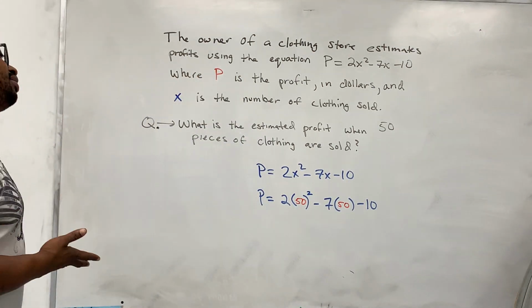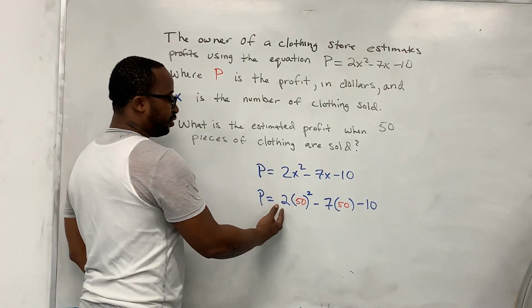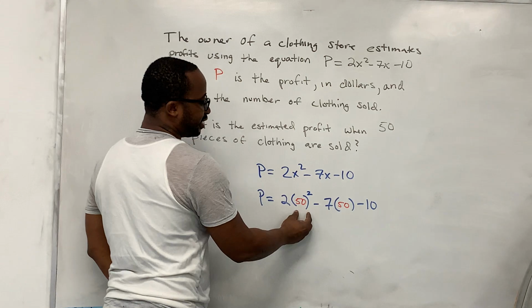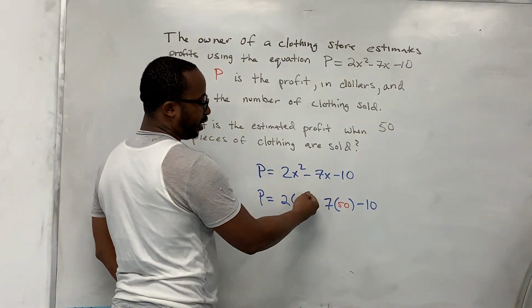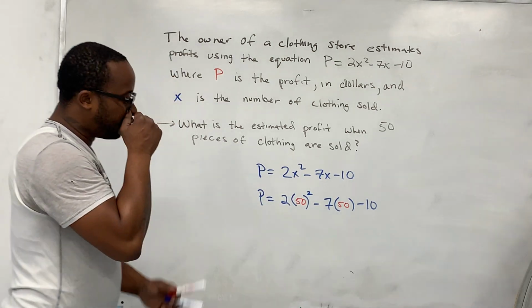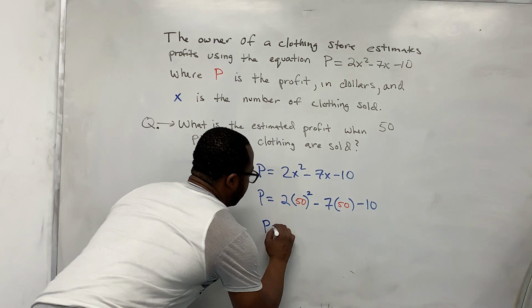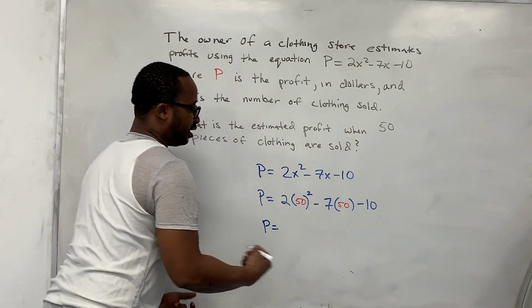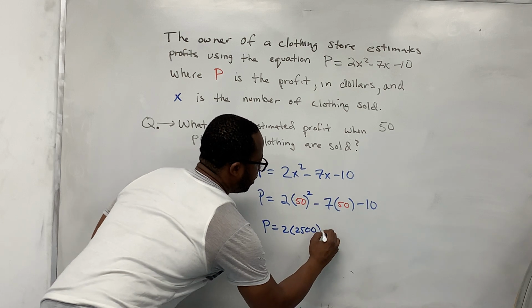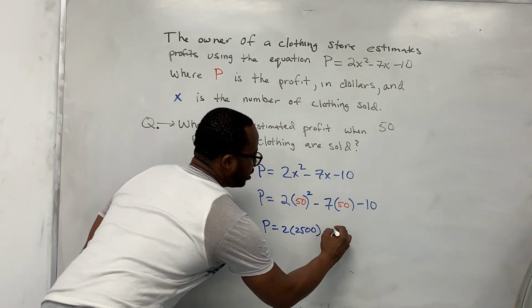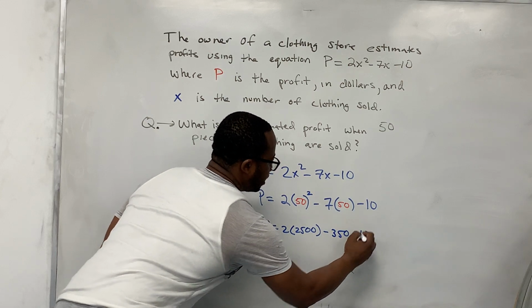Now you can put this in your calculator and calculate it, but if you're gonna do it in the calculator, make sure that you write it the exact way with the parentheses so the calculator can know this thing has to first square, then multiply. So I'm gonna still do this going forward. I know 50 times 50 is gonna be 2,500, so 2 times the 2,500. 7 times 50 is going to be 350. And then minus the 10.